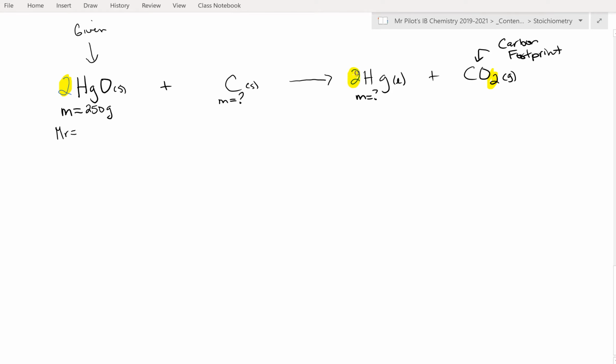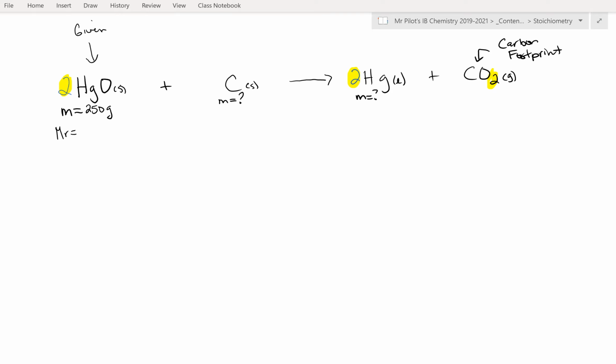So we know that if I put in 2 parts of mercury 2 oxide, I'm going to get 2 parts of mercury atoms coming out. So if I had 2 moles of mercury 2 oxide, I'm going to get 2 moles of mercury atoms coming out of that. And then I could use molar mass to determine the mass.